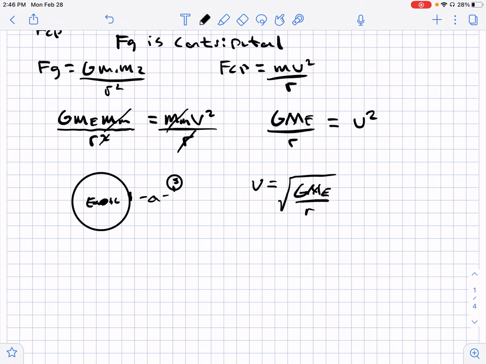And so what happens sometimes on the problems is they'll give you the altitude and the radius, and your r is going to equal the radius of the planet plus the altitude. So just pay close attention to those problems. Make sure they're not just giving you the altitude, because if they are, you need to add the radius of the planet to get your r to plug in over here.